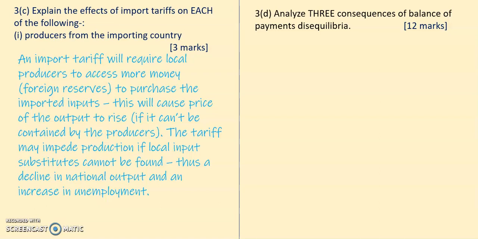And this will cause the price of output to rise, in other words, the finished product to rise, especially if the producers have no intent or cannot contain the increase in the price due to the tariff. So therefore, this tariff might then impede production, especially if you cannot find a local input substitute. So therefore, there will be a decline in national output and hence an increase in unemployment because the producers will have to lay off some people to keep themselves afloat.